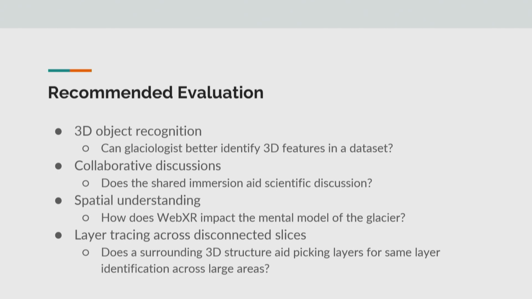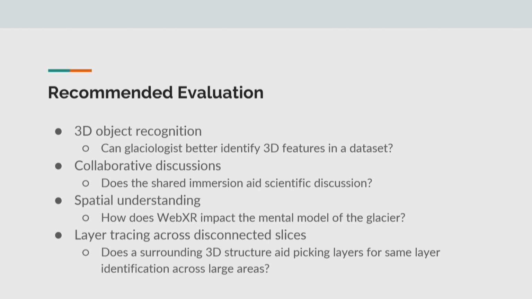So we have a couple of ways we recommend evaluating, or we're trying to evaluate this system. One is 3D object recognition. So there's a lot of stuff buried deep within the ice. These things can be things like possibly meteors. It could just be dirt. Even glaciologists don't really know, but they want to identify where they are so they can look at how the ice moves around them, that type of thing.